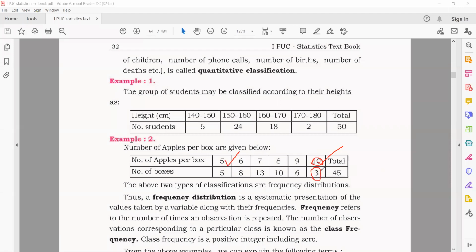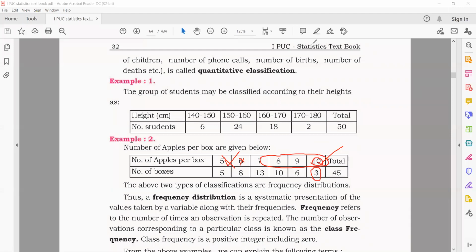So what will I do? To improve sales, I might stop manufacturing the 5-apple boxes in future. So these are all certain decisions which I'm interested in. I'll likely manufacture or increase the size of the box such that the number of apples will be large, so that the sales and the profits will increase.